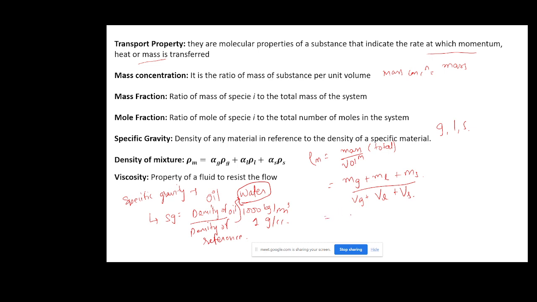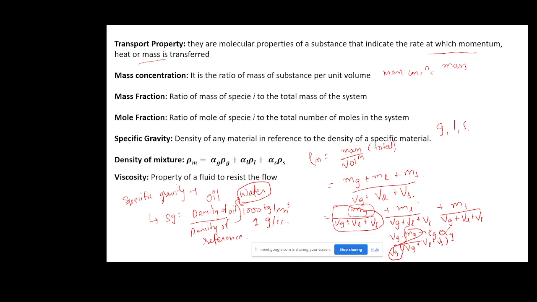Now if we divide individually, we get mg by Vg plus Vl plus Vs, plus ml by Vg plus Vl plus Vs, plus ms by Vg plus Vl plus Vs. For the individual fraction, since it is mg, we multiply and divide by Vg, so Vg into mg by Vg into Vg plus Vl plus Vs. Now mg by Vg is nothing but the density of gas, and the term Vg by Vg plus Vl plus Vs represents the volume fraction of gas in the entire system, which is represented by alpha G.